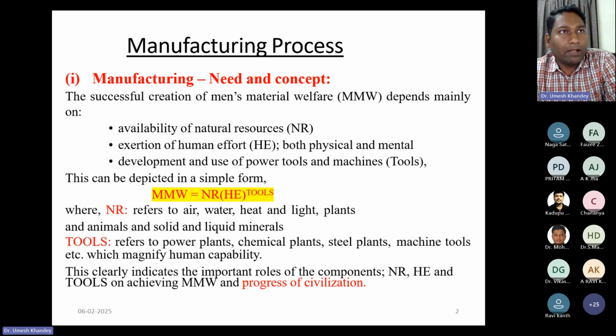This mains material welfare depends mainly on the availability of natural resources. Whatever resources are freely available to us in nature, we need to use, and manufacturing depends on them. Next, it depends on the exertion of human effort, both physical and mental. Whatever effort we put into converting raw material into a useful product involves our physical as well as mental involvement, for mains material welfare.